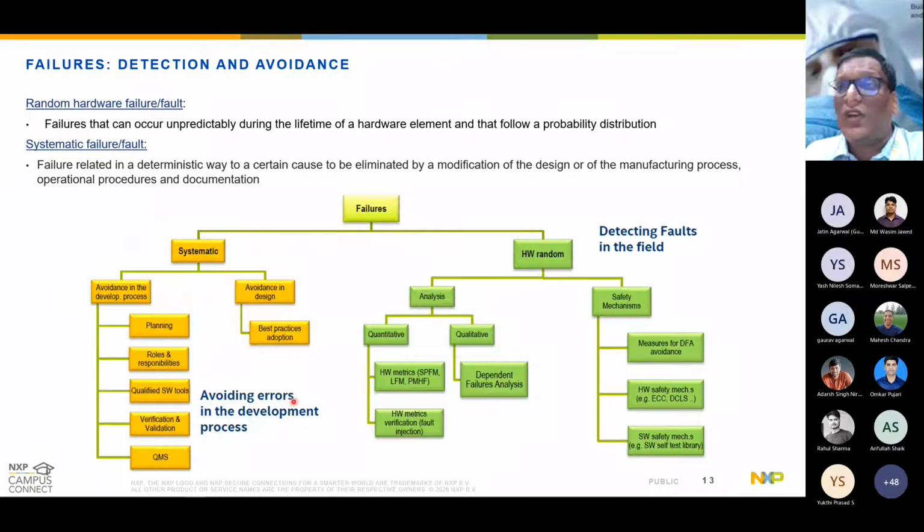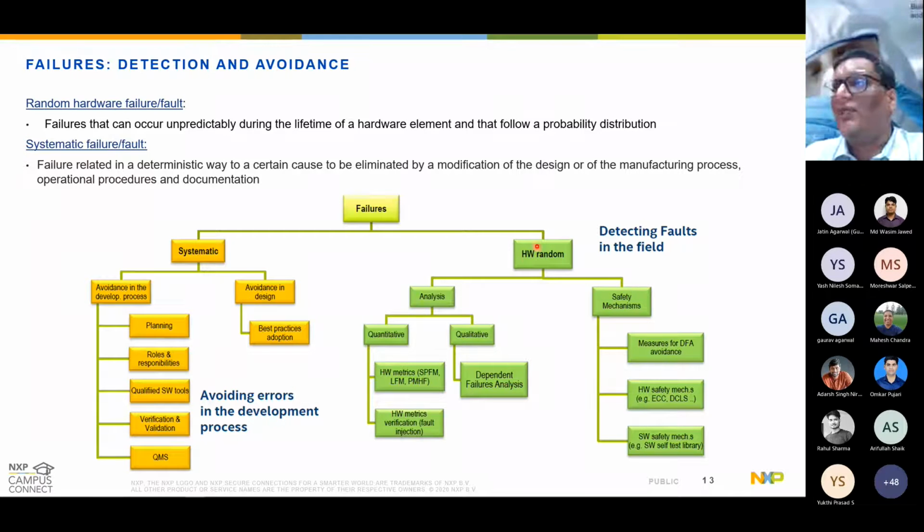So that's how you can take care of systematic failures. There is no other way you can avoid systematic failures. And companies which have a long history of developing safety systems have well-established processes. Every engineer must follow these processes to avoid a safety issue.